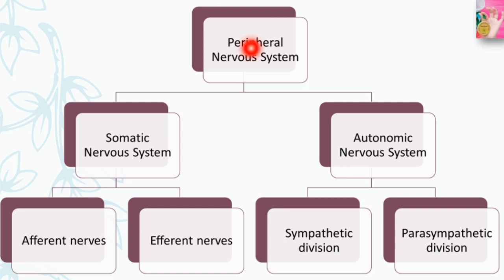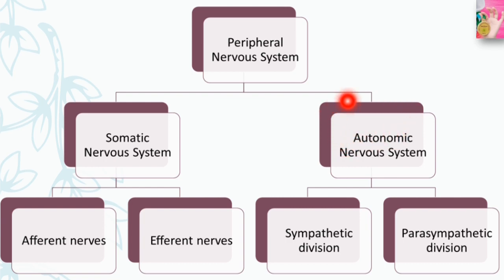And the other subdivision is the peripheral nervous system, which is further divided into somatic nervous system and autonomic nervous system. Now, in our previous video, we have successfully completed the part of the somatic nervous system and its two types. I will just give you a quick review of the previous video about the somatic nervous system. Now, the somatic nervous system is basically a subdivision of the peripheral nervous system that regulates voluntary functions. It is further divided into afferent nerves and efferent nerves. Afferent nerves are those nerves that carry information to the central nervous system from the periphery, and efferent nerves are those nerves that carry information from the central nervous system to the periphery.